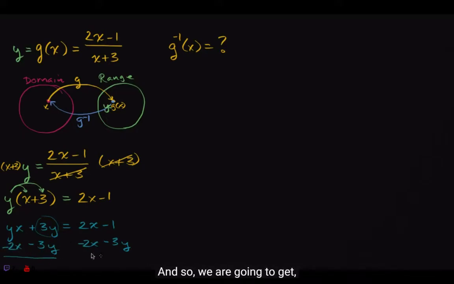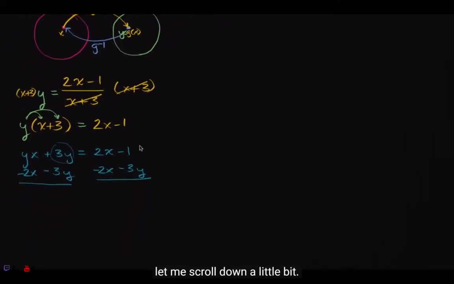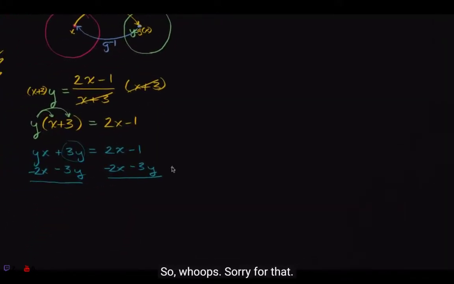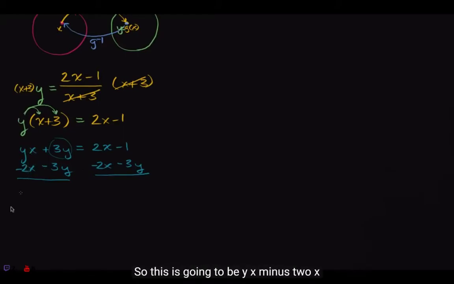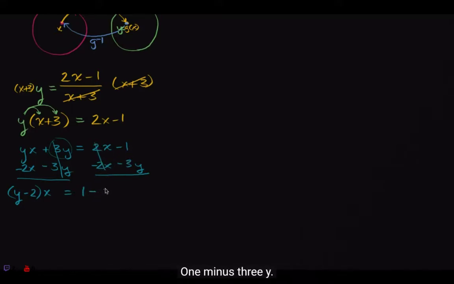And so we are going to get, let me scroll down a little bit. So yx minus 2x is going to be y minus 2 times x. These cancel out, which is their goal, is equal to 2x minus 2x. Those cancel out, which was the goal. And then you have 1 minus 3y. And now to solve for x, you just divide both sides by y minus 2. And we're going to get x is equal to 1 minus 3y over y minus 2.